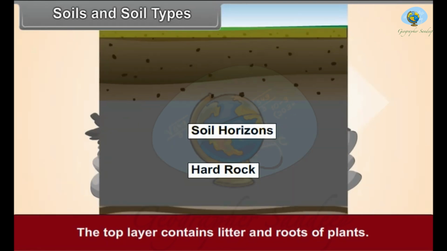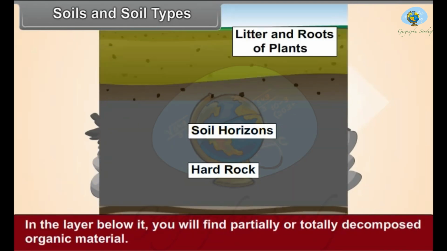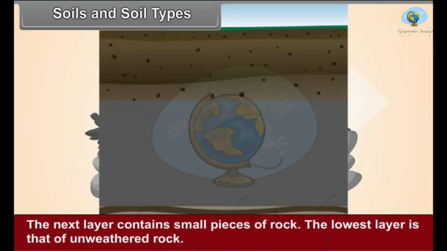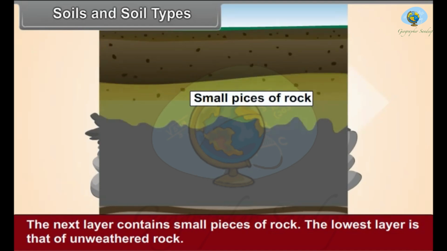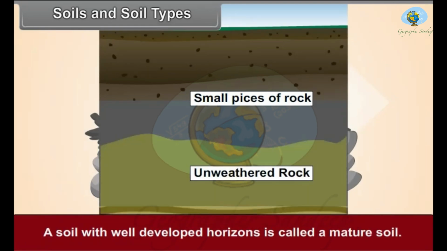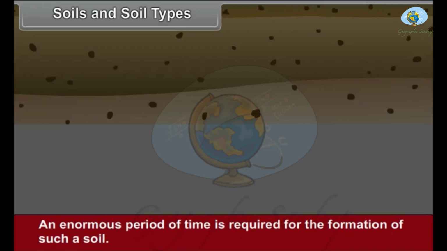The top layer contains litter and roots of plants. In the layer below it, you will find partially or totally decomposed organic material. The next layer contains small pieces of rock. The lowest layer is that of unweathered rock. A soil with well-developed horizons is called a mature soil. An enormous period of time is required for the formation of such a soil.